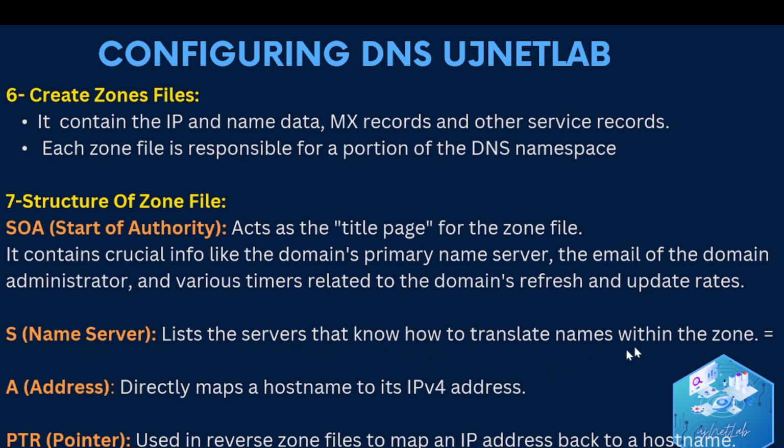It lists the servers that can translate names within the zone. Then you have the A record, which directly maps a host name to IPv4 addresses. That's why it is called the authoritative server. Then pointers, PTR records, as we told before, are used in the reverse zone files to map the IP addresses back to the host name.